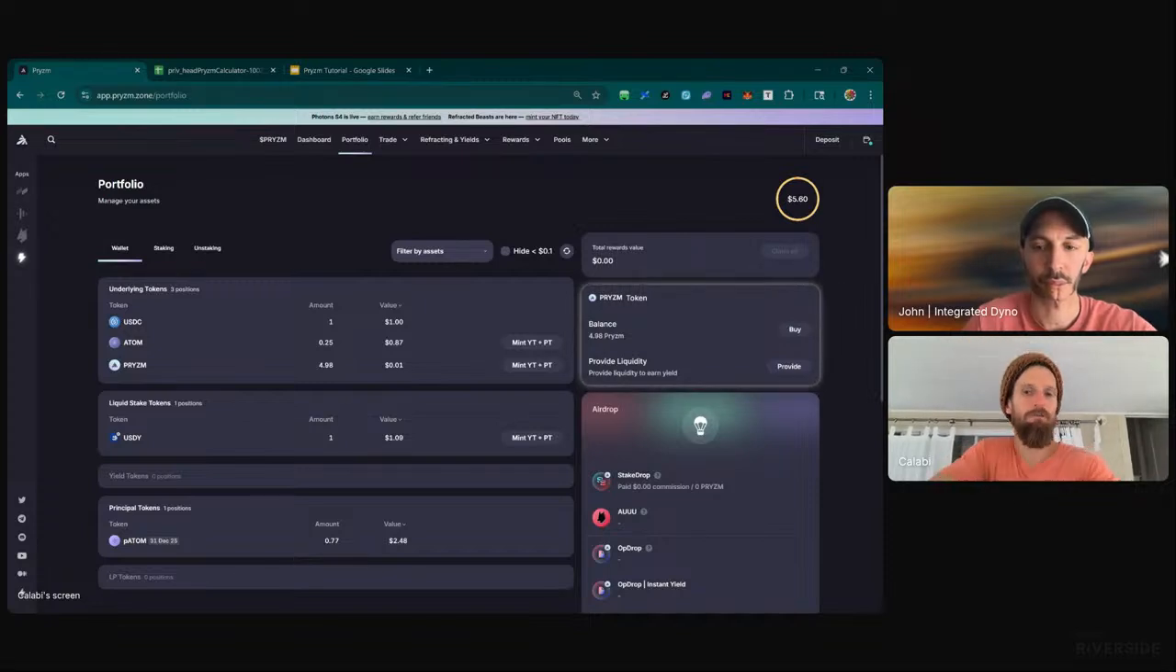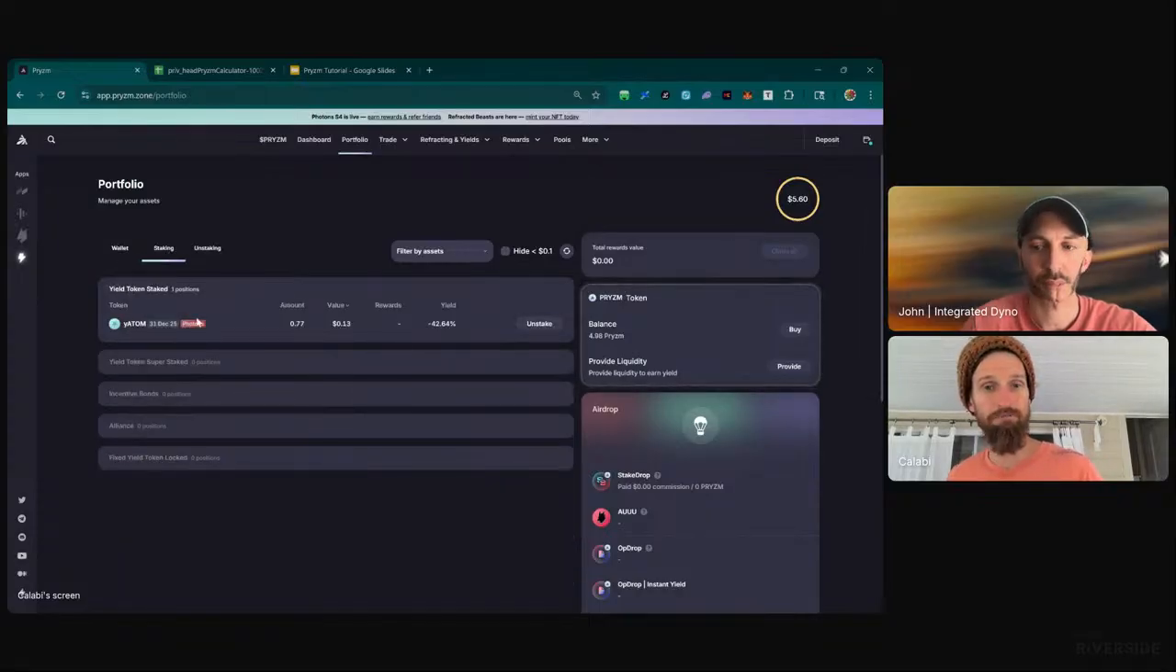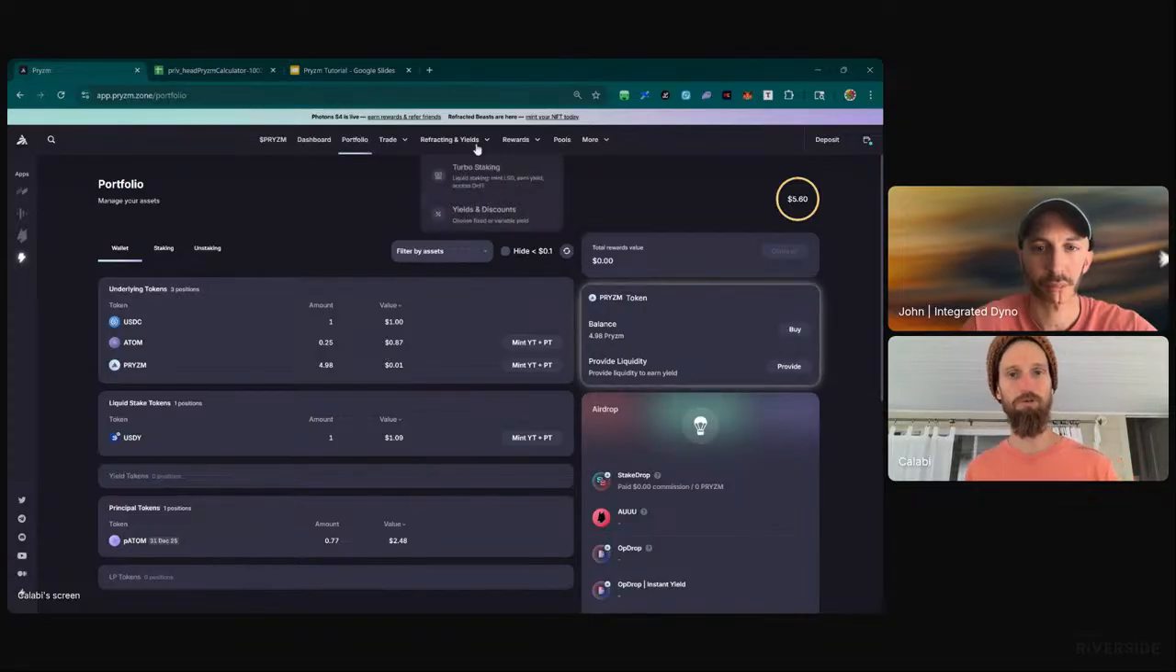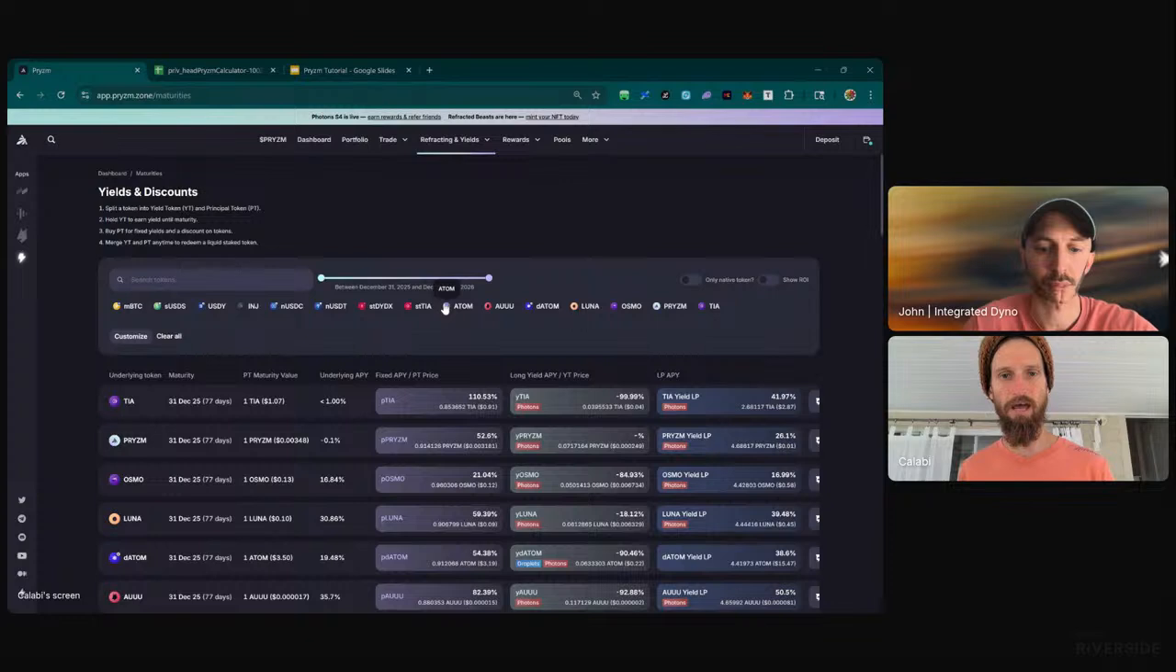So now what do we do with the C atom? On this, we're probably not going to get to any rewards because we're not going to be here long enough. But what you would want to do to maximize, I would be earning C atom on this Y atom while I have it staked. So what you'd want to do is, daily, come in, go to yields and discounts, and go to atom.